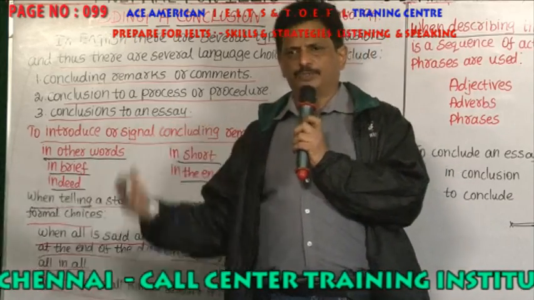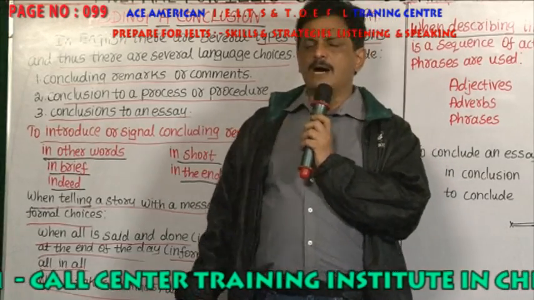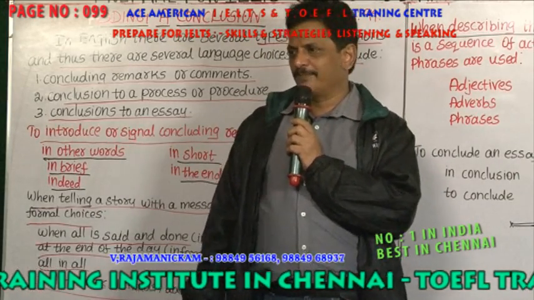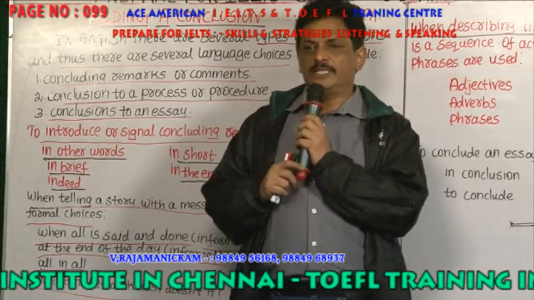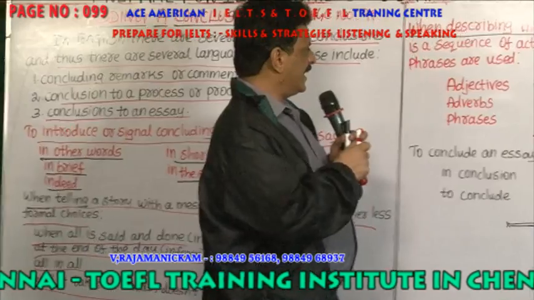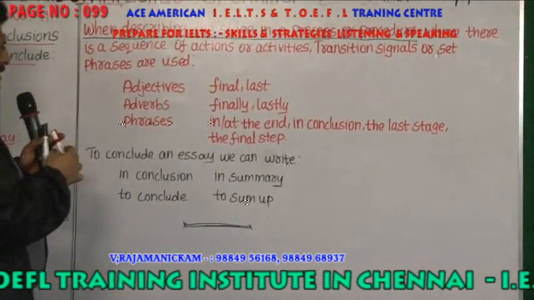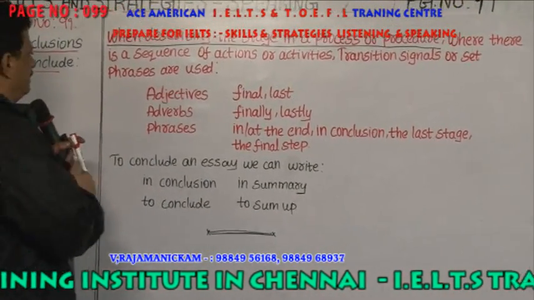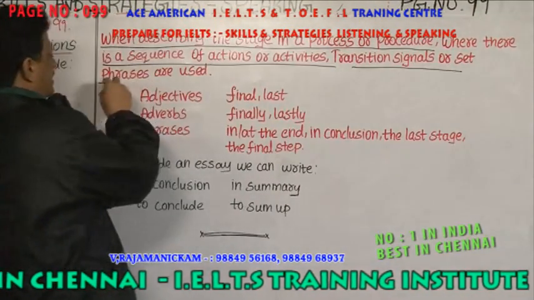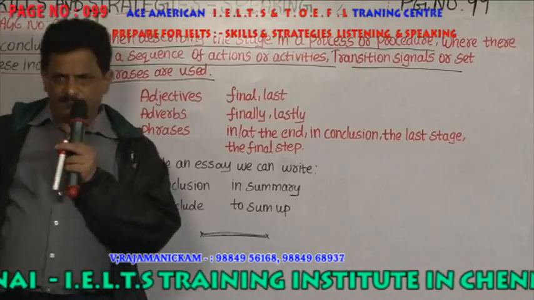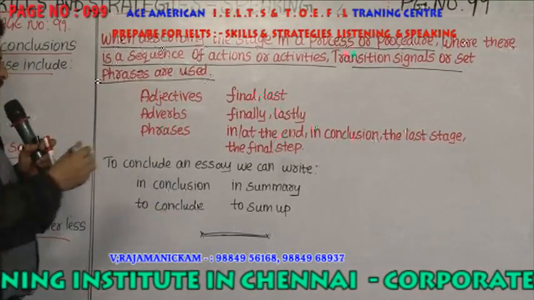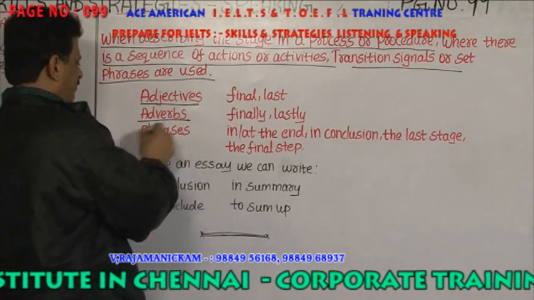From the socialistic pattern, the Russian pattern, we have come to the American pattern. Yesterday, Republic Day, Mr. Obama came. Slowly we are moving. Even China warned yesterday: don't get trapped with the Western type of economy. So here, where there is a sequence of actions or activities, transition signals or set phrases are used. When something is in process, you use these words: adjectives, adverbs, and phrases.